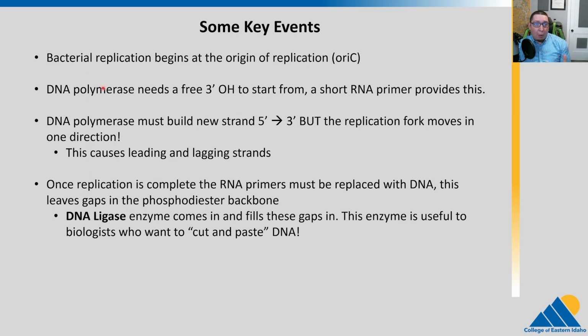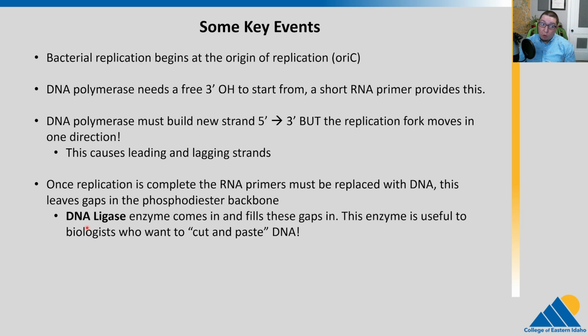We saw that DNA polymerase was adding our new bases there. We saw RNA primers were needed for it to get started. Polymerase builds 5' to 3', and the problem was the replication fork only moved in one direction. So we saw leading and lagging strands came from that. Once replication was completed, we got to get rid of those RNA primers. We replaced them with DNA. Polymerase 1 did that, and then we had those gaps in the phosphodiester backbone. DNA ligase comes in and helps fill in those gaps.